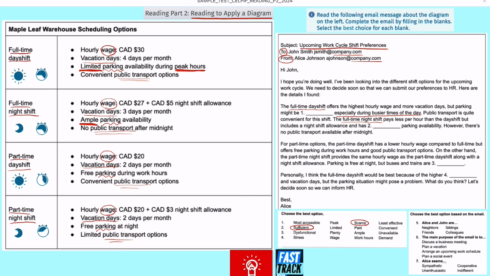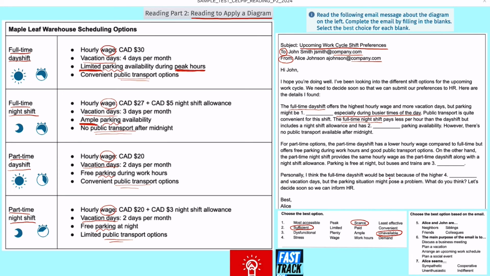Let's see which one matches this. Dysfunctional? No, dysfunctional doesn't mean limited. Plenty, that means there's a lot, but that's the opposite, right? Ample, we just found out that ample means plenty, right? Unavailable, right? So limited, they're unavailable. It's not as available as the other options. So you don't have access to all means of public transportation during the nighttime. Okay, so right, that is the answer to question number 3.